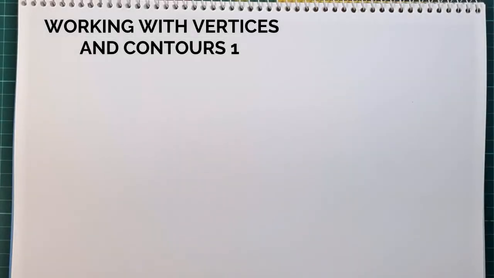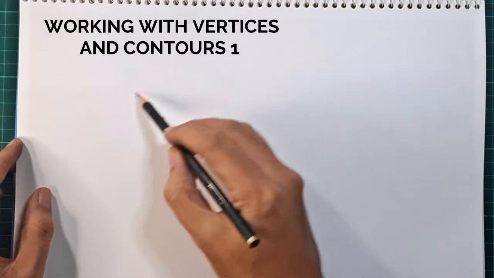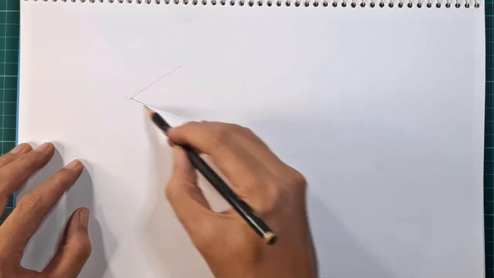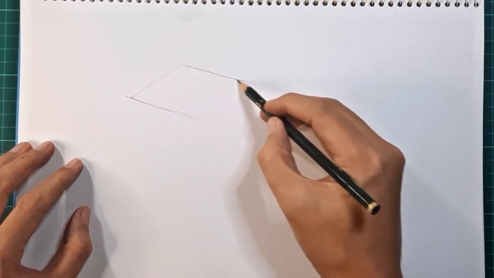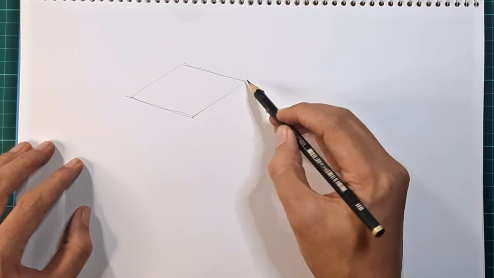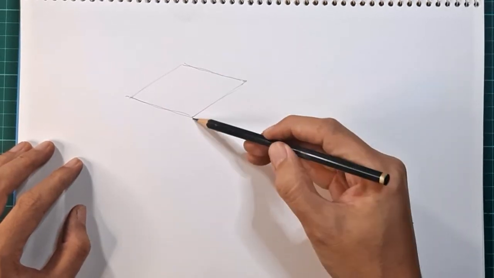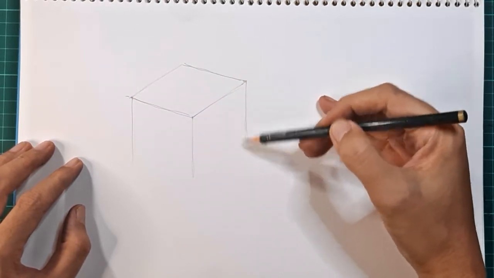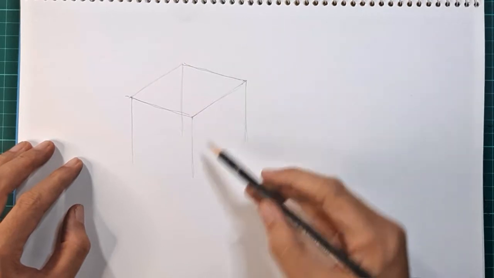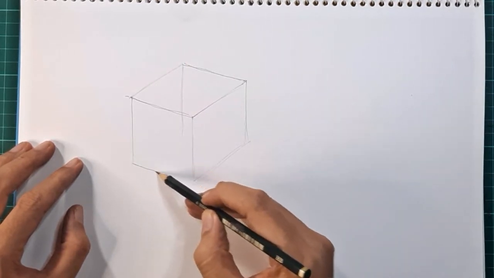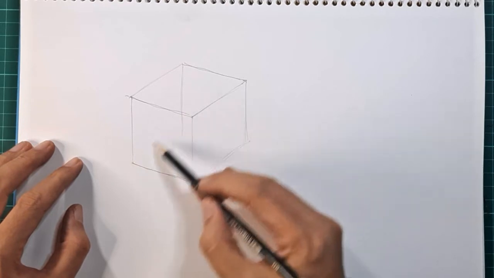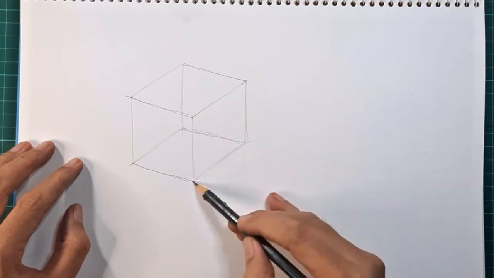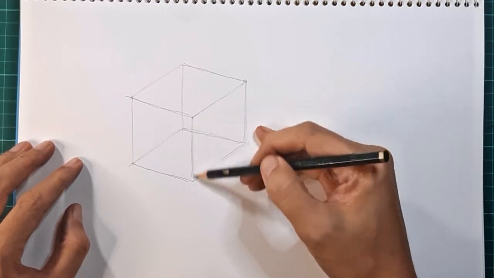So let's get started by drawing a basic box. You can follow along if you want. Ideally, you would want to follow along. You can pause the video so that you can make that box on your own, making sure that the lines are parallel.